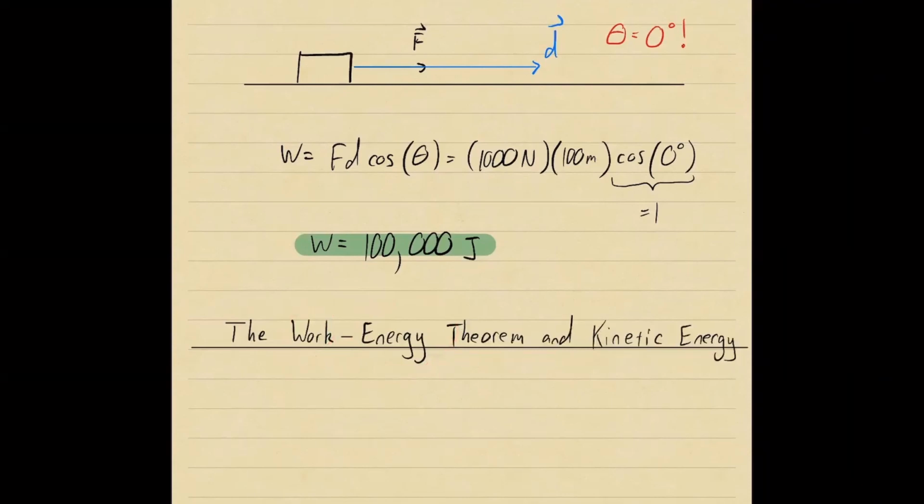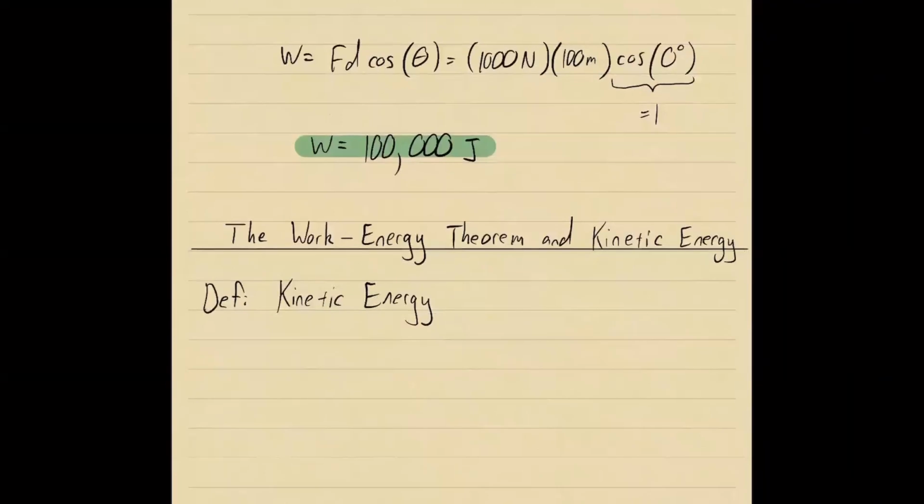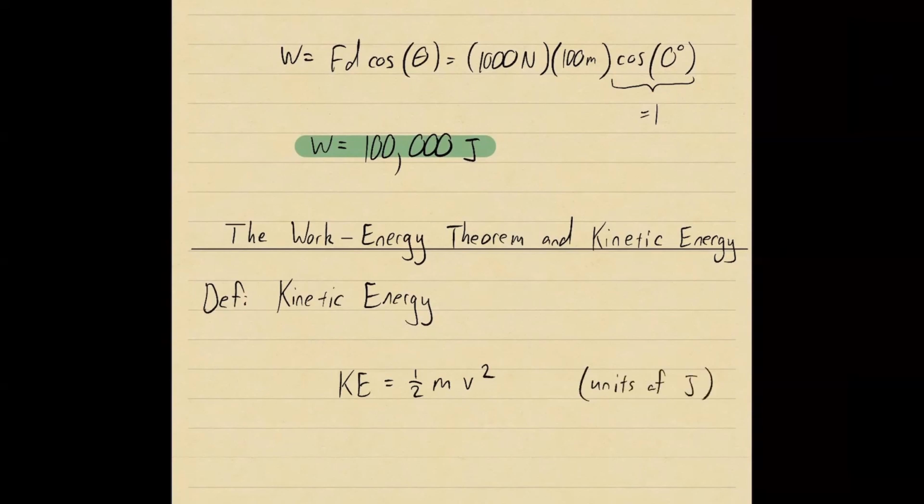So first, let's start off by defining kinetic energy before we talk about the work-energy theorem, because we haven't really talked about energy yet. As a definition, we're going to define the kinetic energy of an object, which we'll call KE, and that's equal to 1/2 times the mass of the object times the speed of the object squared, so the magnitude of the velocity squared. And it's going to have units of joules.